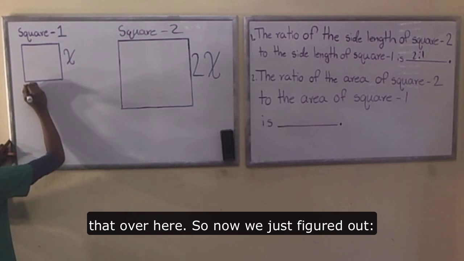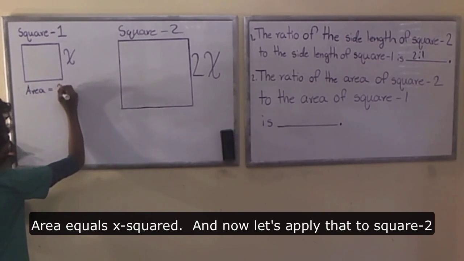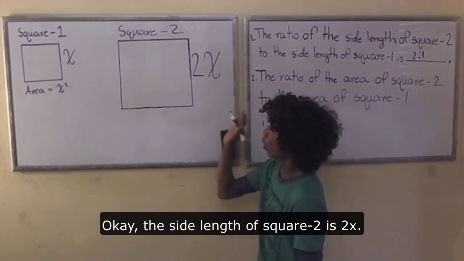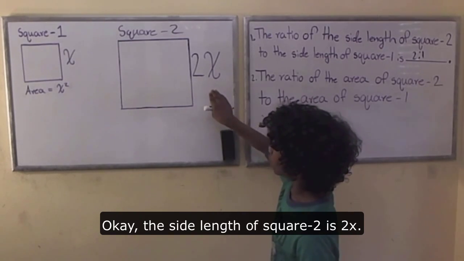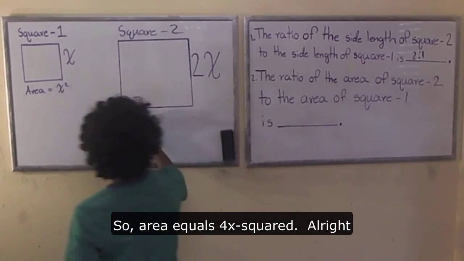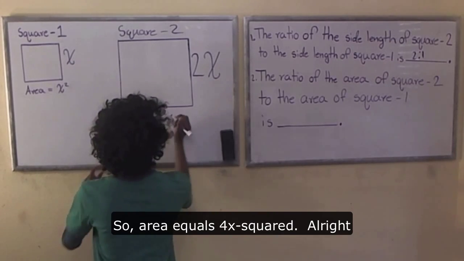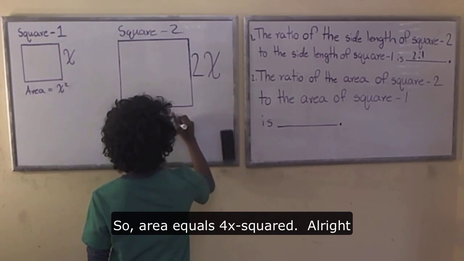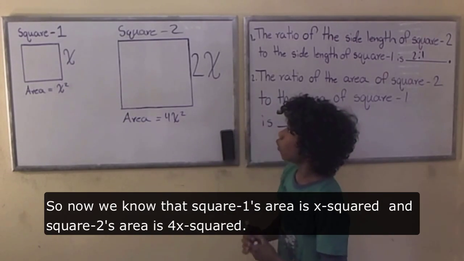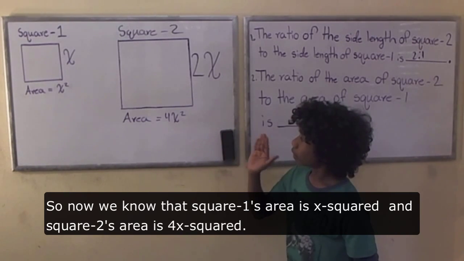So, now we just figured out area equals x squared. And now let's apply that to square 2. Okay, now the side length of square 2 is 2x. So, it's just 2x times 2x. So, area equals 4x squared. Alright, so now we know that square 1's area is x squared and square 2's area is 4x squared.